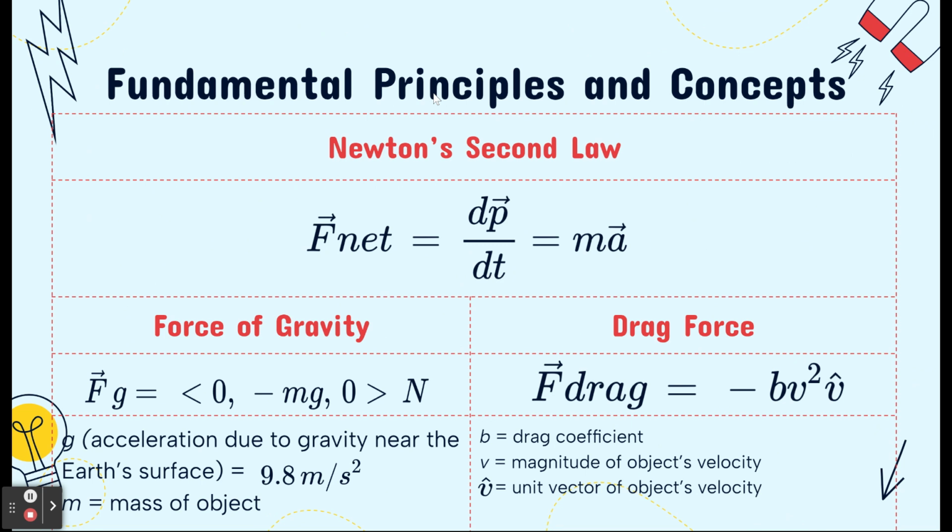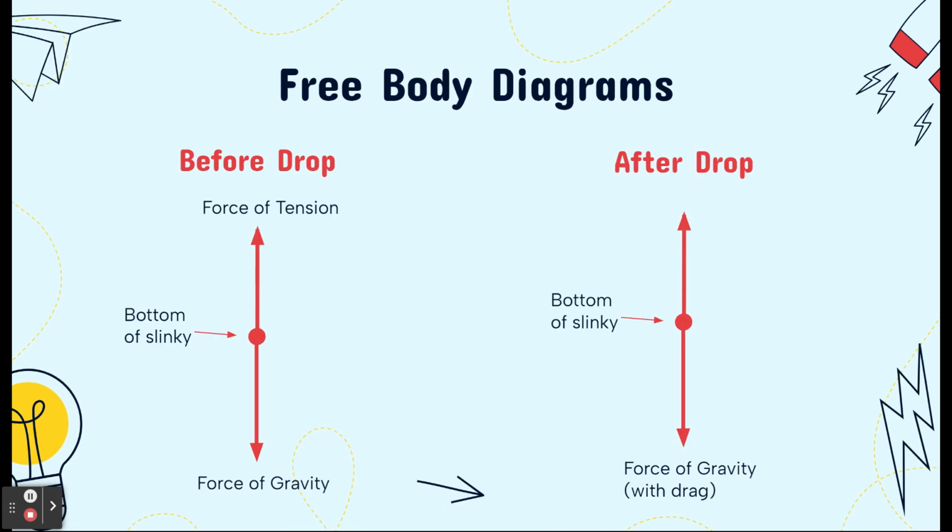So, some fundamental principles and concepts covered in this lab. Obviously, we have Newton's second law, which is the momentum principle, and with that comes the velocity update and the position update formula. The force of gravity, which acts in the negative y hat direction, and g equals 9.8 meters per second squared. And then the drag force, which is negative b v squared v hat, where b is some drag coefficient that we will define.